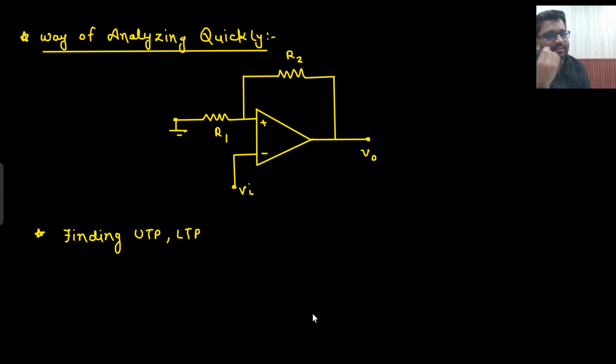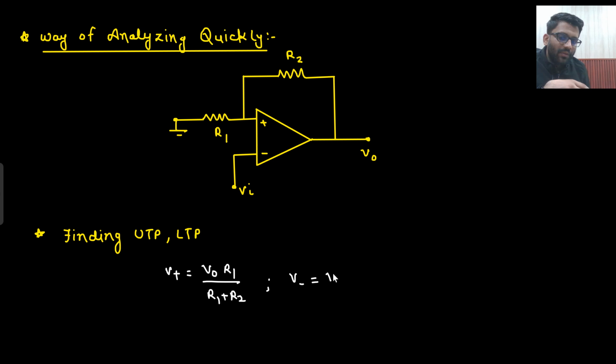What is the shortcut? Shortcut is the same, ditto same. Finding UTP, LTP, how will you find? First, you will find the V positive potential. What will be your V positive potential? V naught into R1 upon R1 plus R2. Then what you need to do? You need to equate it to V negative, which is equal to V in. It could be anything. My target is V positive and V negative I will equate. When I equate them, I will get two values of V in, because output value I will keep either plus V set or minus V set. When I get those two values, it will be UTP and LTP.